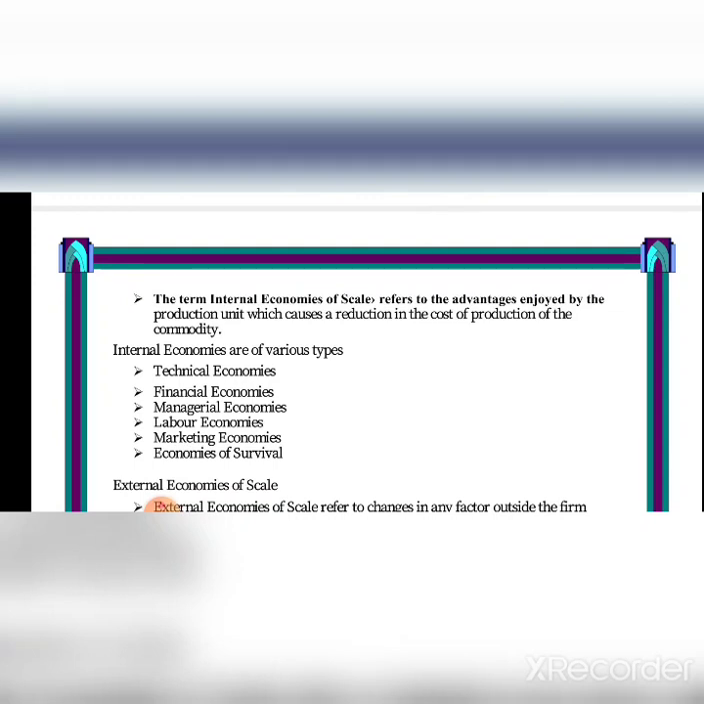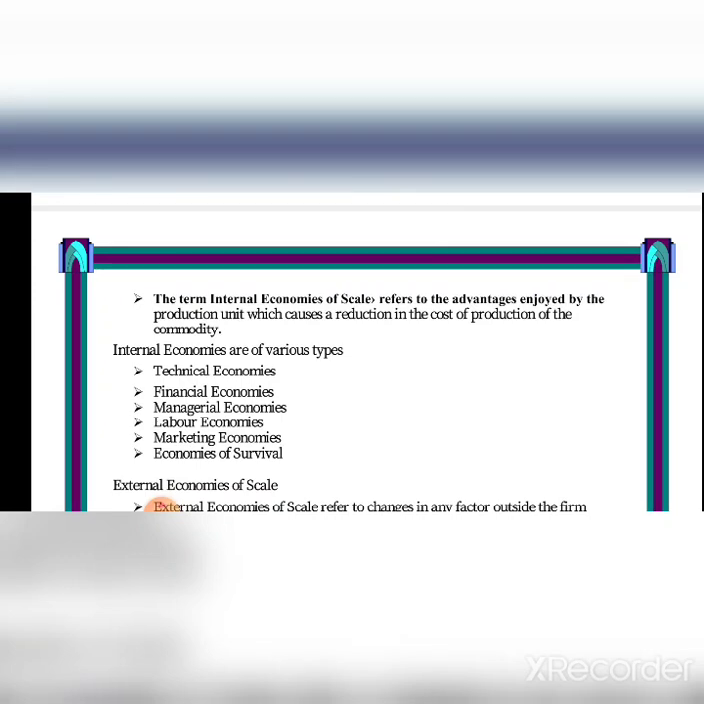And next one, marketing economies. In the context of large scale production, the producers can buy raw materials at cheaper cost. And economies of survival. Product diversification is possible when there is large scale production. This reduces the risk in production.